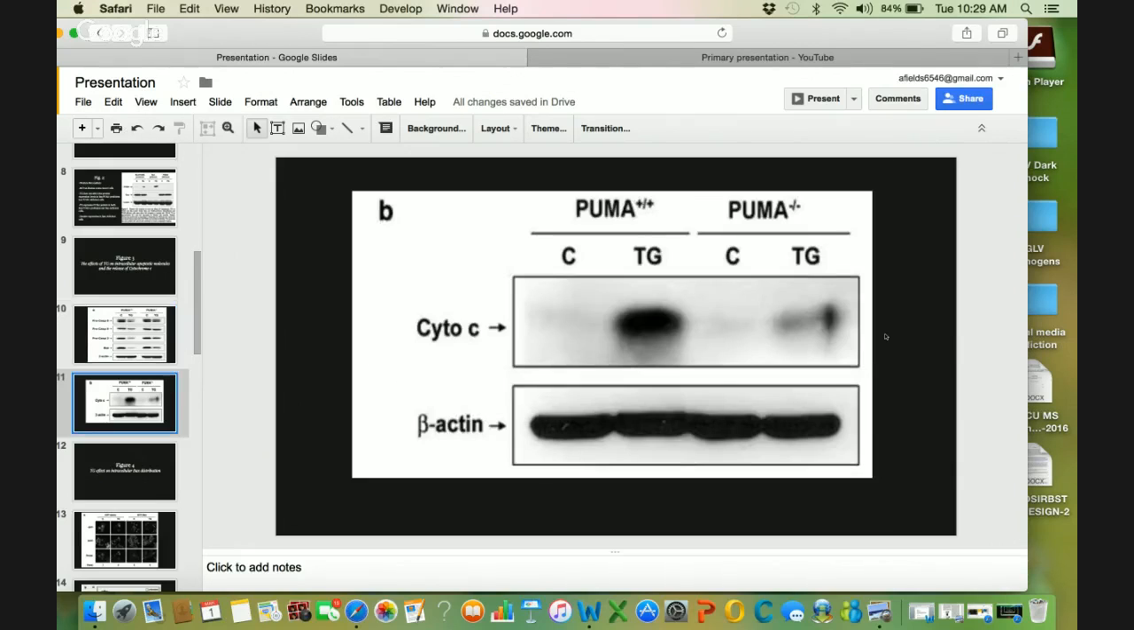For B, this is showing the effect of TG on the cytochrome c being released from the mitochondria into the cytosol. So like before, we see the proficient PUMA and the deficient PUMA, and C stands for the cells. And so for cytochrome c, you're going to see that for the TG, it shows up. So that's showing it's inducing the release of the cytochrome c for the PUMA proficient cells. But in TG, for the deficient cells, it's showing that it weakened.